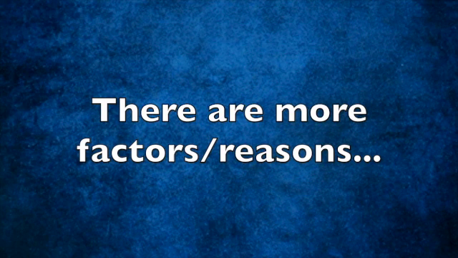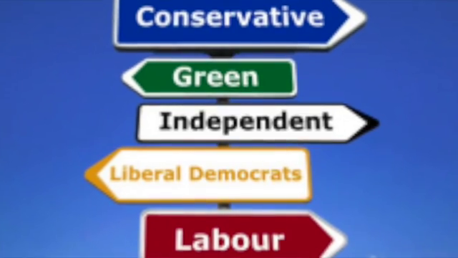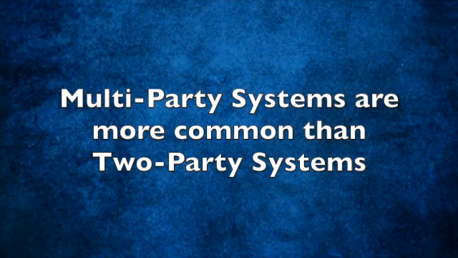So those are just some of the major reasons we have a two-party system in the United States. As I mentioned earlier, there are more reasons, but those are the really big ones. So let's talk about multi-party systems. Some countries have a multi-party system. Many European democracies tend to have this multi-party system, and they are actually more common around the world than the two-party system. So this would be 3 or more political parties.